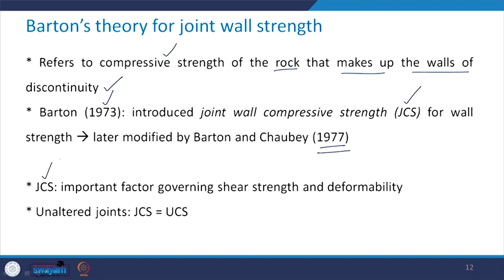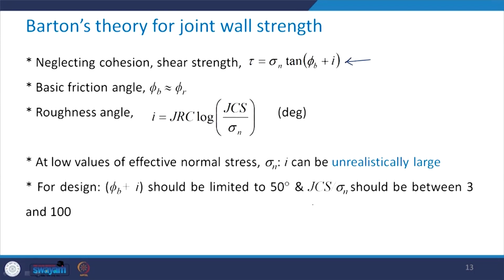This JCS is an important factor governing the shear strength and the deformability. In case of unaltered joints, this JCS is equal to the UCS of the rock. Now, if we neglect the cohesion, the shear strength for the joint wall can be given by this expression, where you can see that this angle i, which is the roughness angle, also comes into the picture.